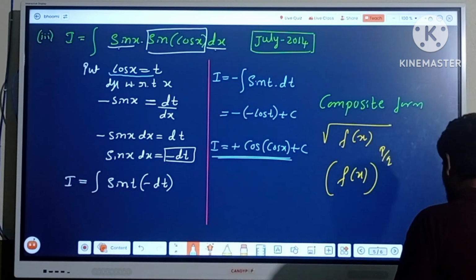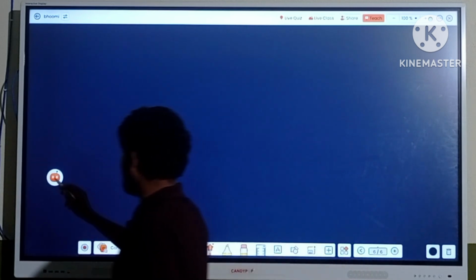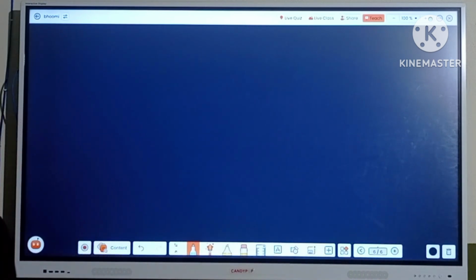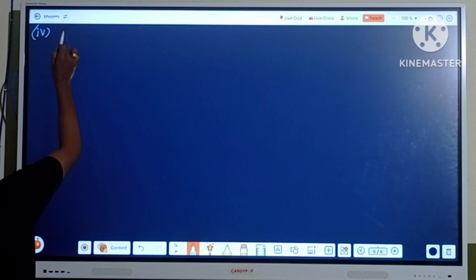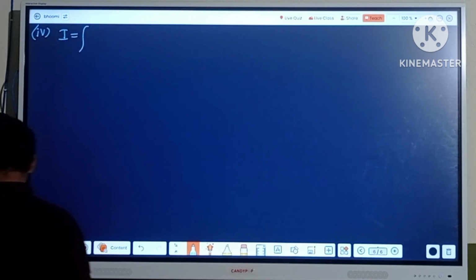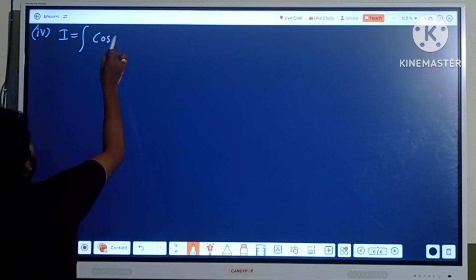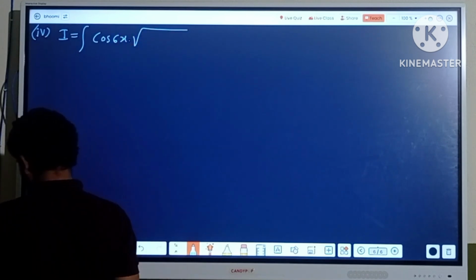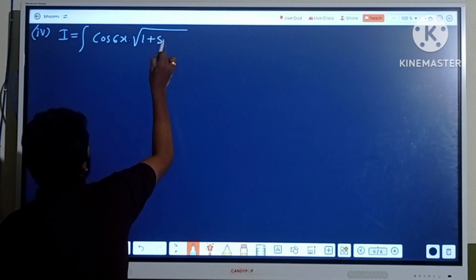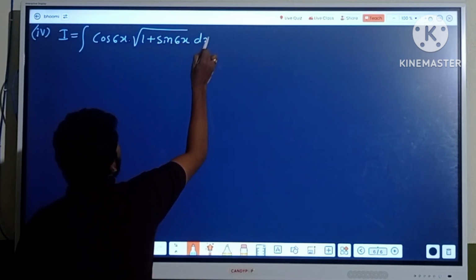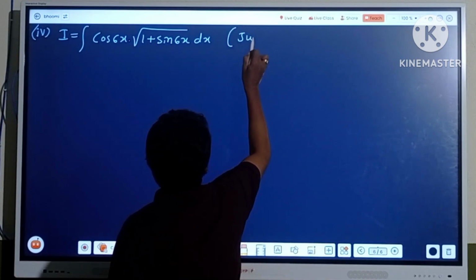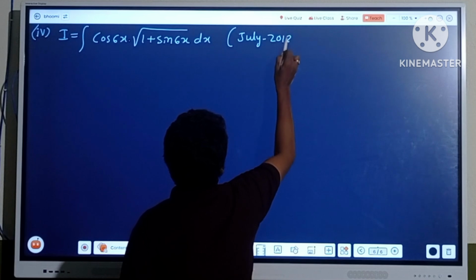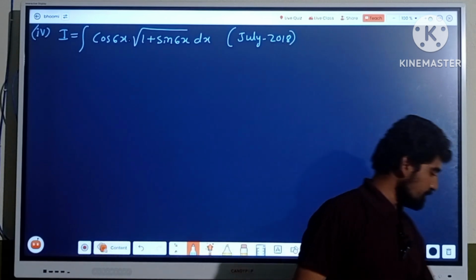So now let us consider the second example, which was asked in your previous year examination. The question is: evaluate the integral I, that is, cos 6x into the square root of 1 plus sin 6x, with respect to x. This question was asked in July 2018.